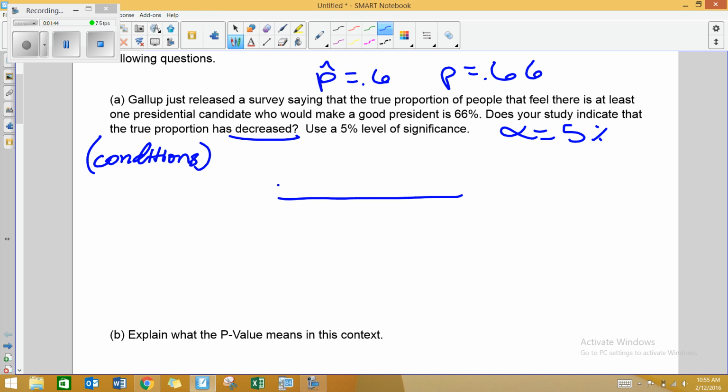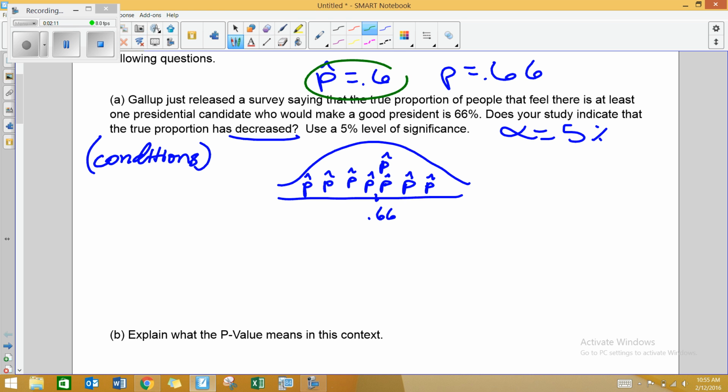And so we know that this is going to follow a normal distribution. So I believe the true proportion is right here at 0.66. And then if I were to sample over and over and over again, my sample proportions would fill out this normal curve. Well, the p-hat I saw was 0.6, so let's say that's over here. How unusual was it to see this sample? Because if it's really, really unlikely that that happened by chance, then we have good reason to believe that Gallup's number is no longer the same.